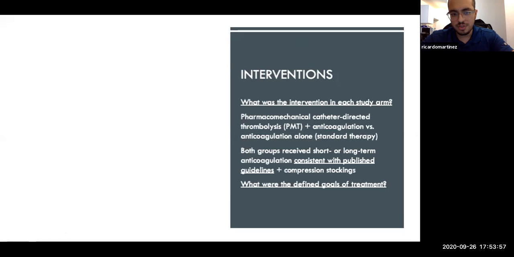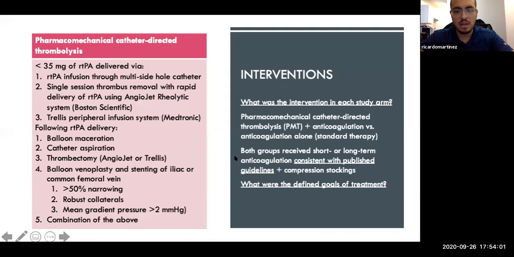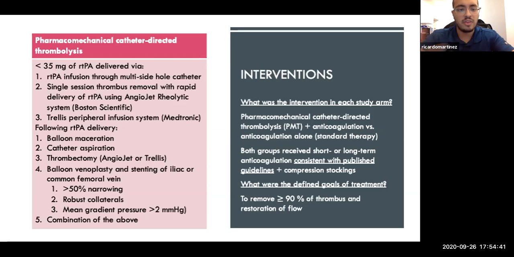The goal of the treatment was to remove greater than 90% of the thrombus and to restore blood flow. Looking specifically at the TPA delivery, less than 35 milligrams of TPA were delivered in many different ways, including a multi-site hole catheter, and single session thrombus removal using the AngioJet rheolytic system, which Austin also mentioned in the previous presentation, and the Trellis peripheral infusion system. Following TPA delivery, physicians could do the mechanical part of thrombus removal in many different ways as well, including balloon maceration, catheter aspiration, and balloon venoplasty.